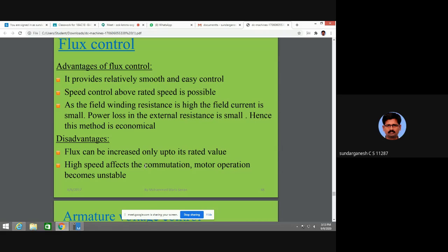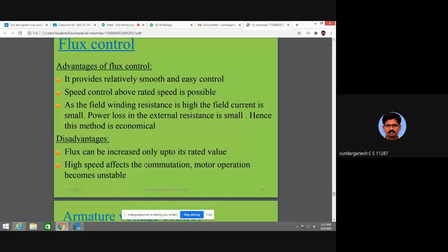You cannot increase or decrease the flux beyond a certain value. If you increase the flux to a particular value, the motor will stop. You cannot make the flux zero either. So there are two problems in this flux control.